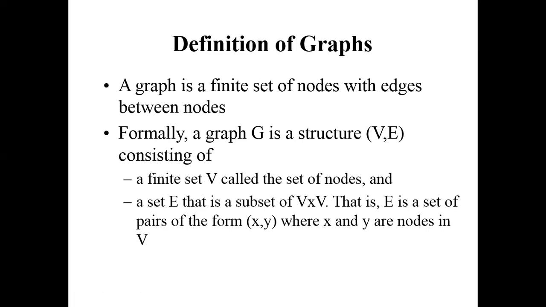The definition of a graph is a finite set of nodes with edges between the nodes. A graph comprises a set of vertices and edges. Each node is called a vertex, and the connection between two vertices is called an edge. So you will have a finite set of nodes, and we can say an edge is a subset of vertices.